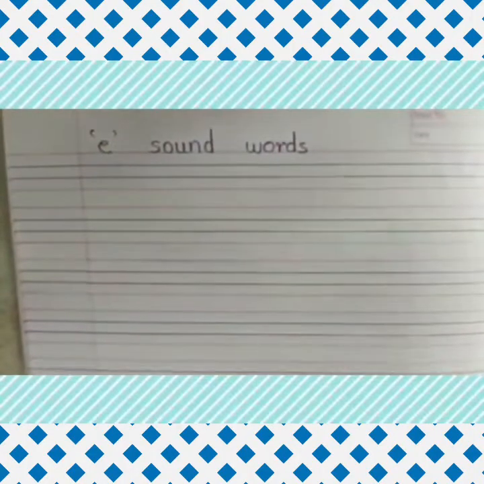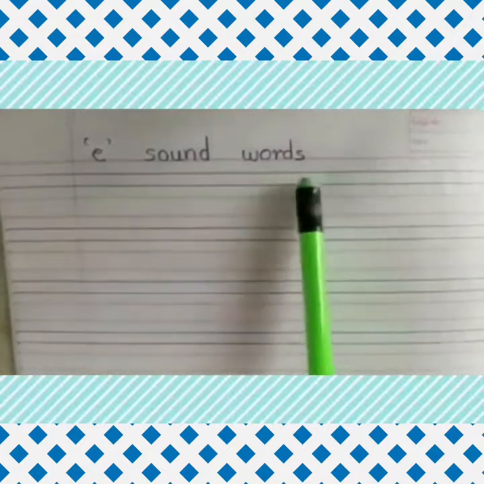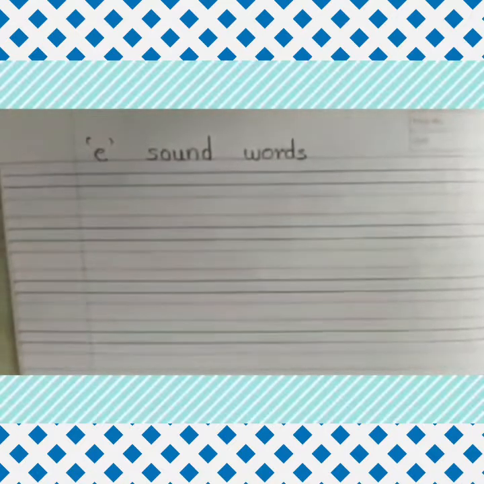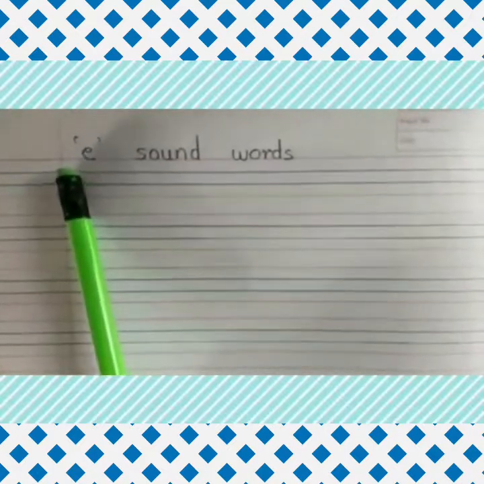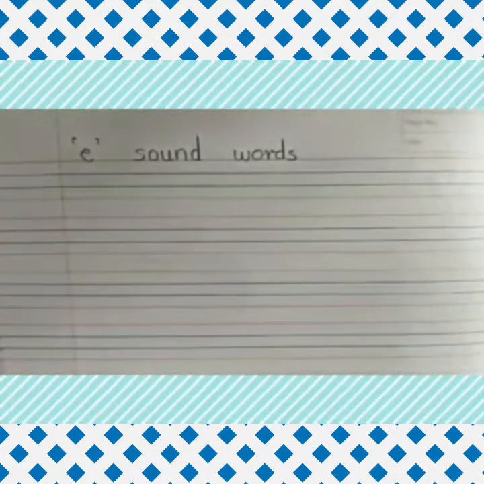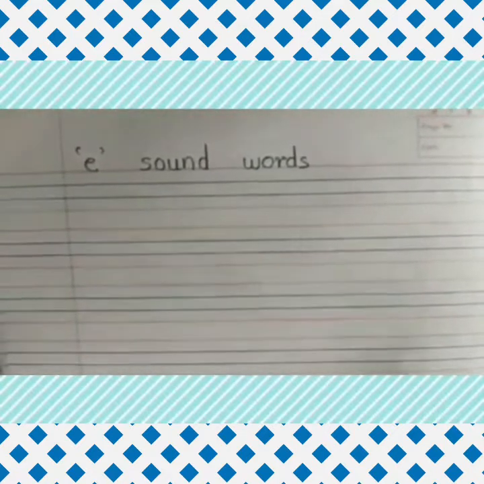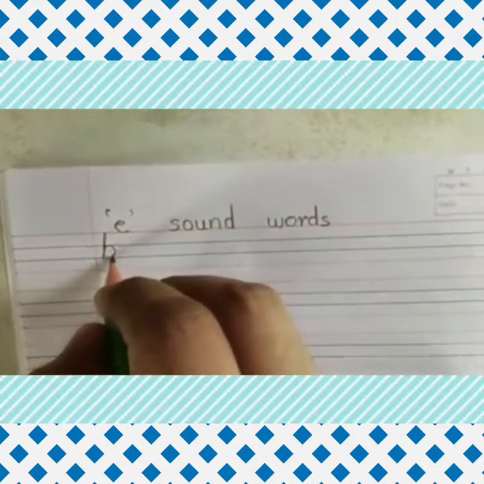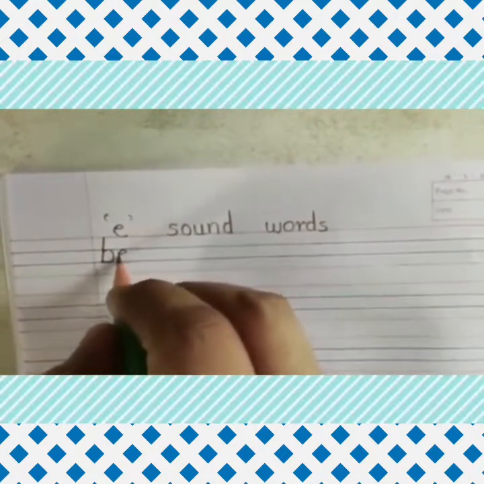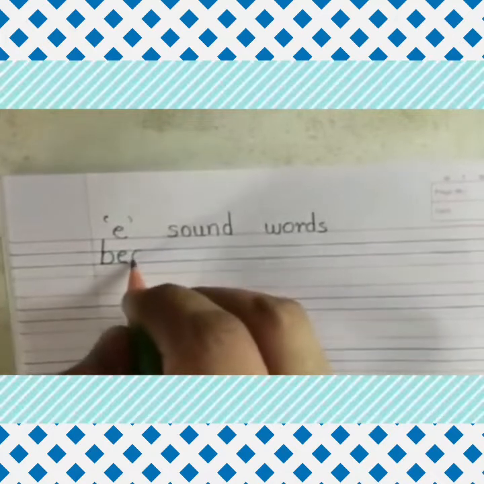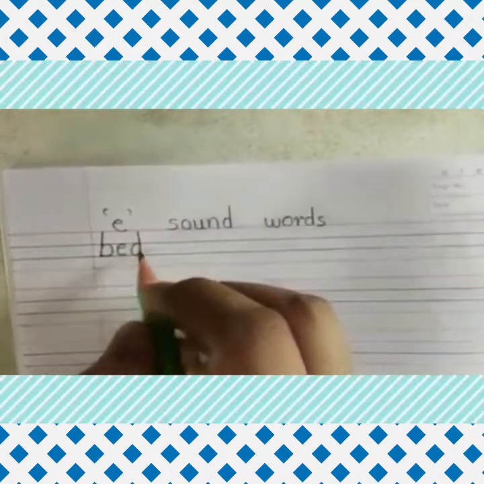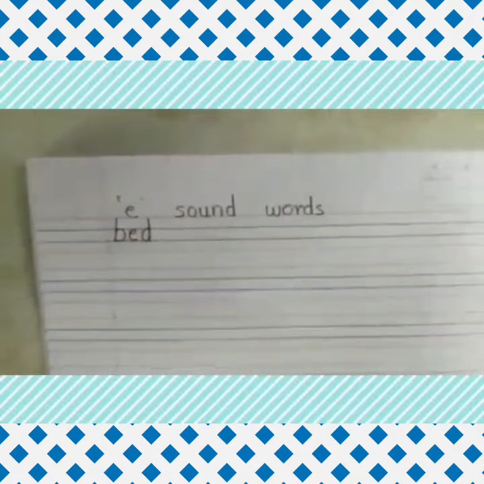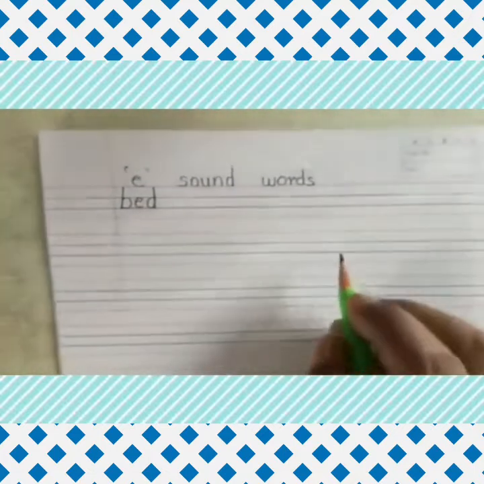Now we will see how to write more E sound words in an English notebook. First you have to write the heading, E sound words. Now first word, which was the first word? Bed. What is spelling of bed? B-E-D. Bed. You have to write 5 times. You have to leave some space and you have to draw picture of bed.